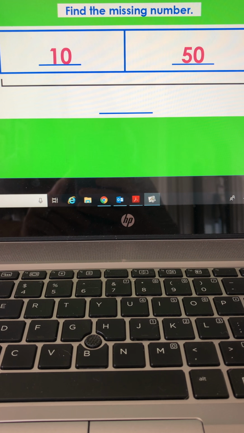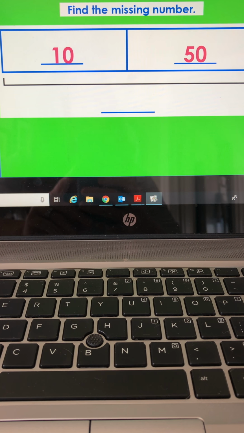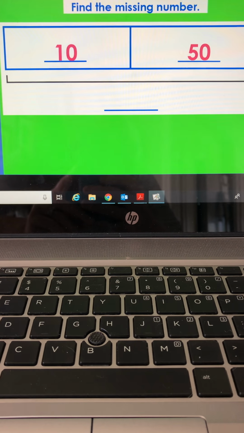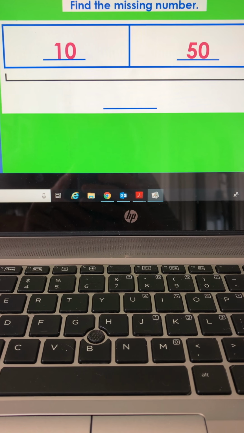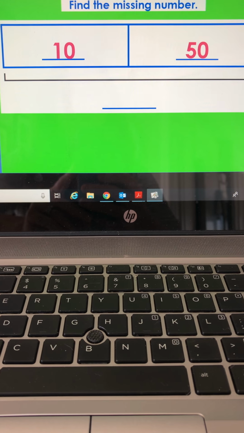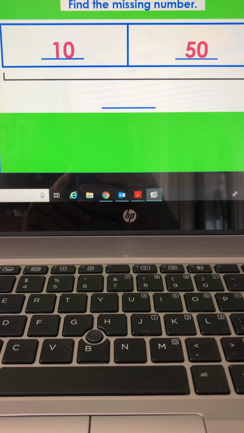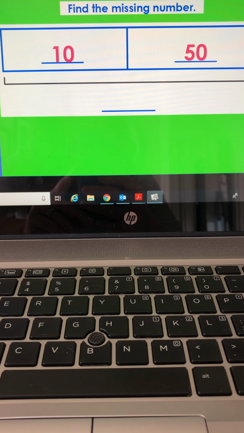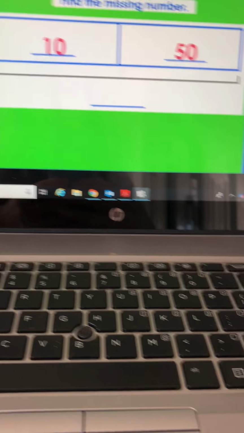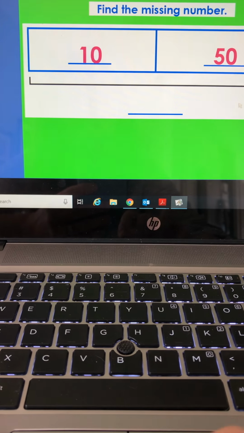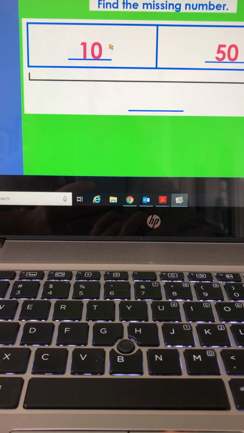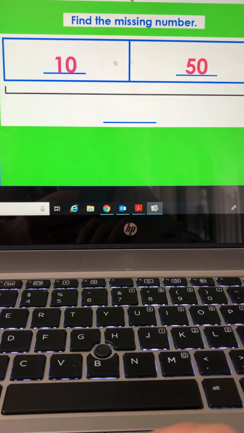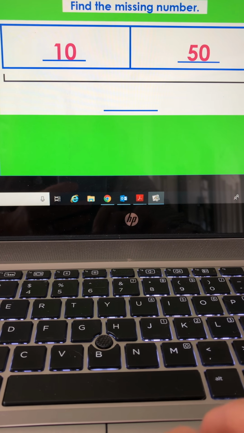Okay, if you said that you add the two numbers up to get your whole, that is correct. So 10 plus 50 is what? That's right, 60. Okay, so we would write 60 here. So our one part is 10, our other part is 50, and our whole is 60.